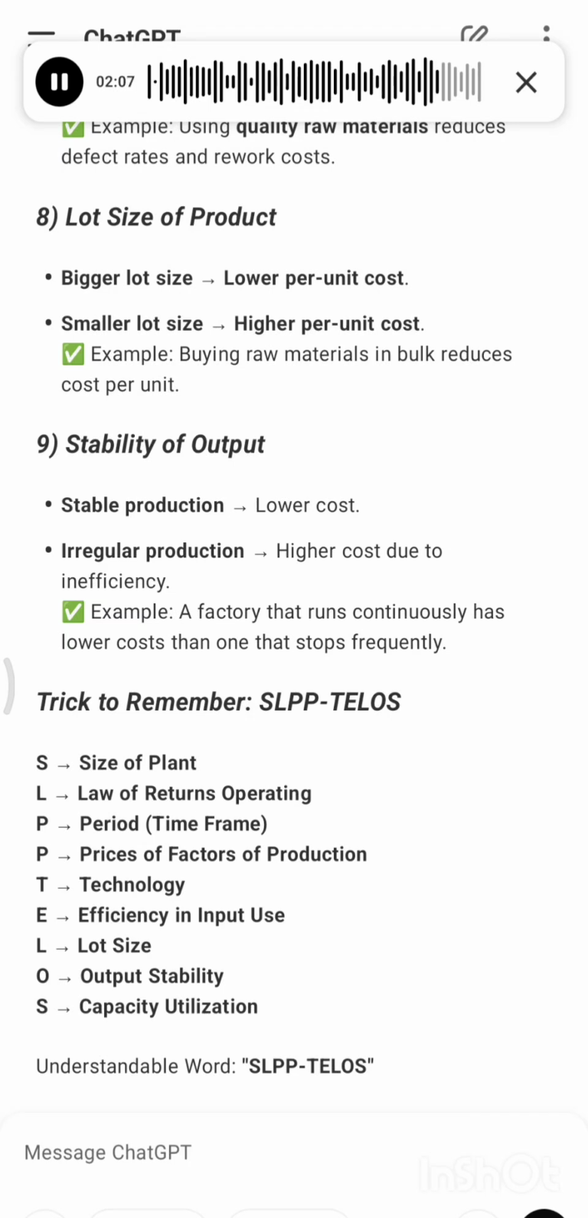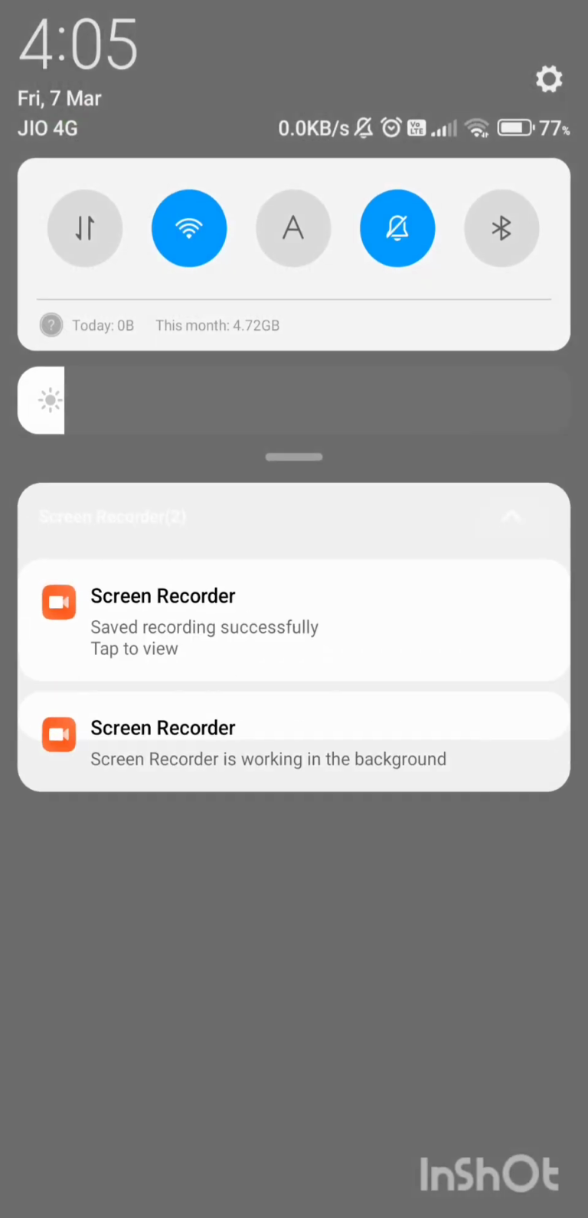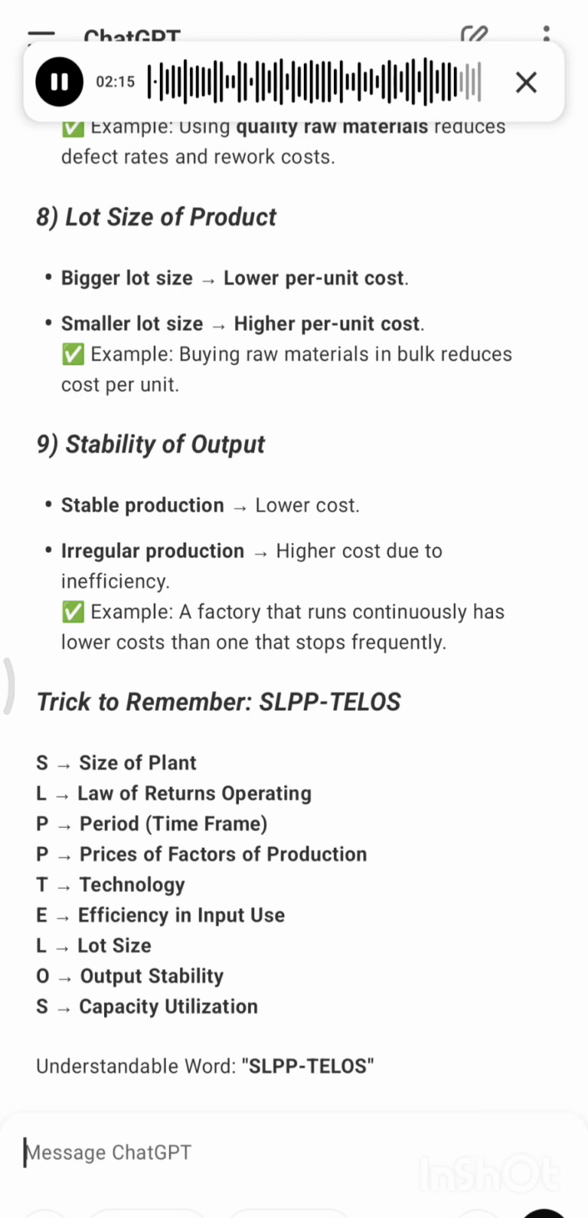Trick to remember: S, size of plant. L, law of returns operating. P, period, time frame. P, prices of factors of production. T, technology. E, efficiency in input use. L, lot size. O, output stability. C, capacity utilization. Understandable word, SLPPTELOC.